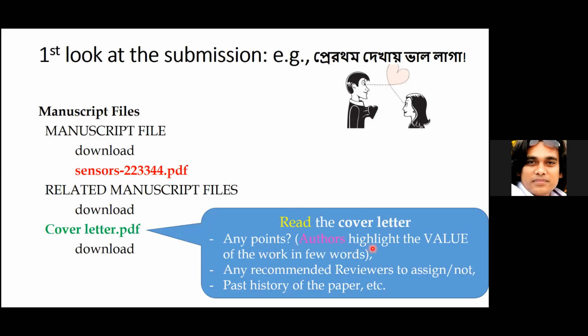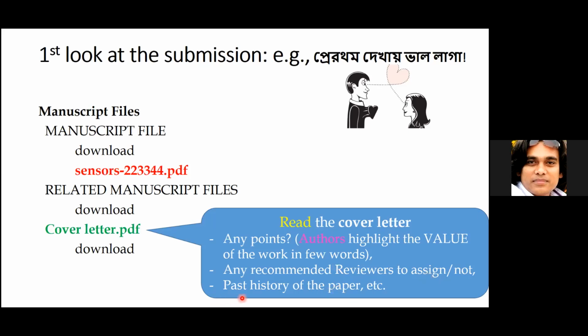Authors usually highlight the core work within two or three sentences, and sometimes they recommend some reviewers to assign, and some say don't assign it to X, Y, or Z because maybe they are an enemy group, or they submitted before and may not like it. So they argue why you should not assign it to Professor X, because they don't like our paper, or they don't like our methodology, or they have a different policy, and so on. At the top level, these kinds of arguments are going on.